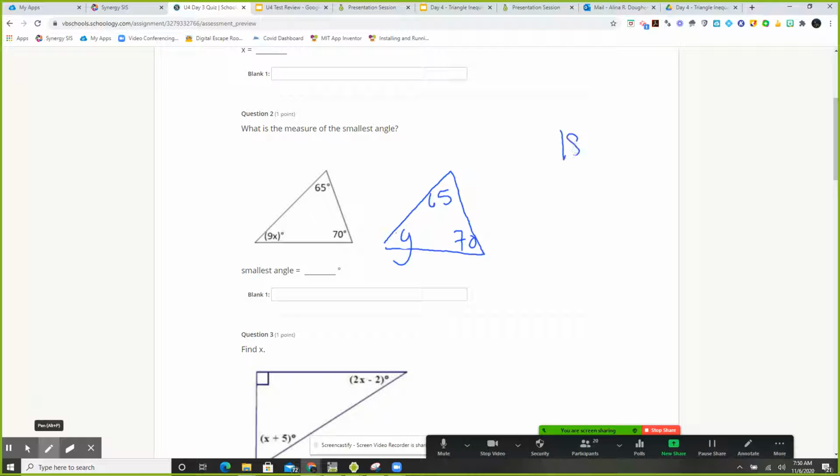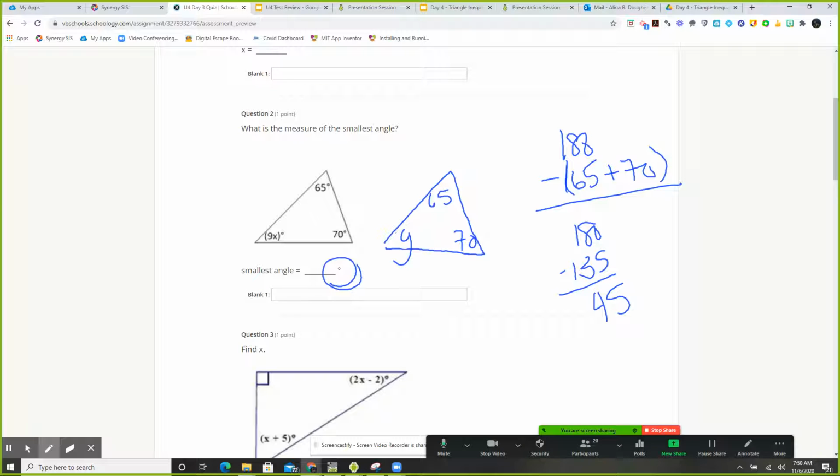180 minus 65 plus 70. Excellent. So I'm going to add 65 and 70 and get 135 and then subtract it from 180. So 180 minus 135 is going to give me 45. Do you see that little degree symbol right there? That's your clue that what the test wants is the degrees. It's not asking you what x is. X would equal 5. It's asking you for the number of degrees.